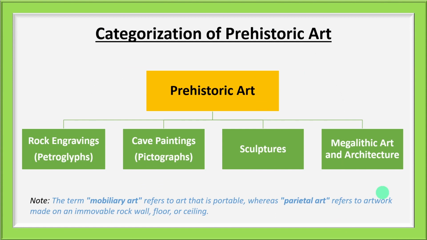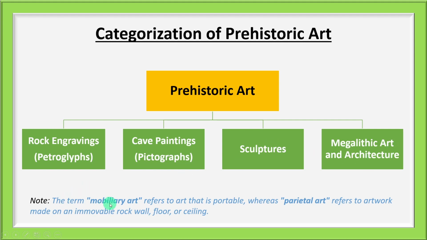We have four basic categories of prehistoric art. First, we have rock engravings. We also call them petroglyphs. Then we have cave paintings, pictographs. We have sculptures. And then we have megalithic art and architecture.